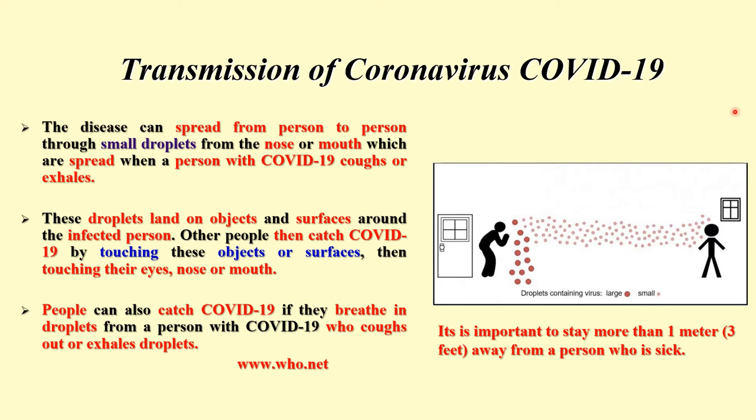Okay, let's look at the transmission of coronavirus COVID-19 to humans. I got this from the WHO, the World Health Organization. What they state, very simply, is that infection with coronavirus COVID-19 can spread from one person to another through small droplets. These droplets come from the nose and the mouth of an infected individual, and can spread from one person to another by cough or exhaling air.